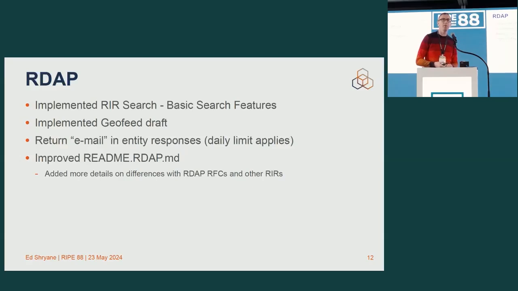And finally, something that came up in a previous RDAP meeting, somebody pointed out there's not enough detail in the README on the open issues and the differences with the RFCs and other RIRs. So we've been working on resolving that, also talking to the other RIRs and the draft co-authors on how we can improve compatibility.